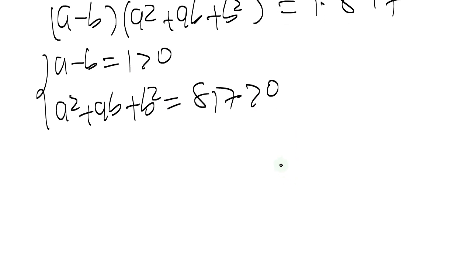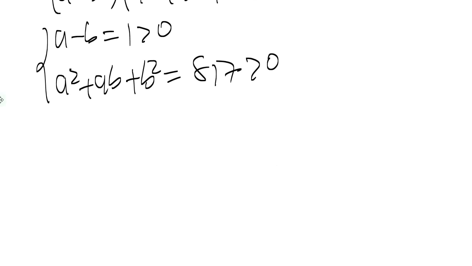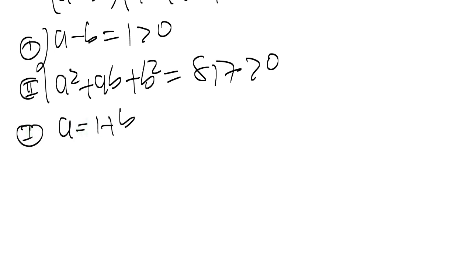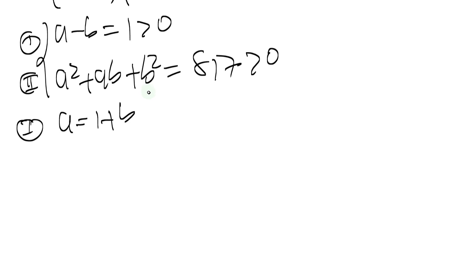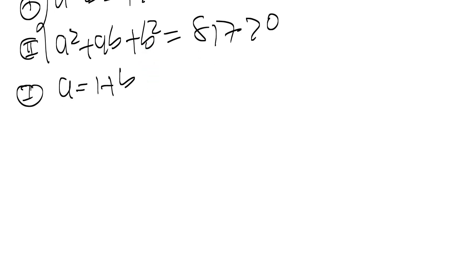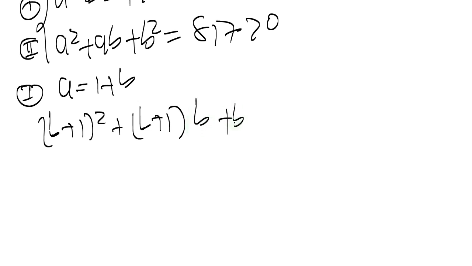So let's solve to find the values of a and b from here. Let me say this is the first one and this is the second one here. So from the first one, we get that a is equal to 1 plus b, right? And we can replace this value of a in the second equation, right? And so we're going to have b plus 1 squared plus b plus 1 which multiplies b, plus b squared, and then this is equal to 817.